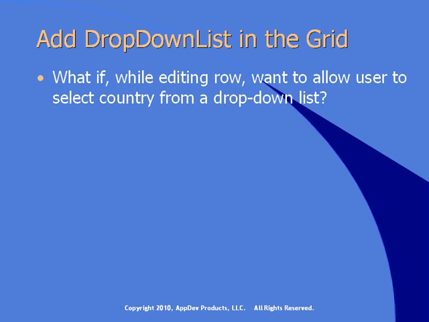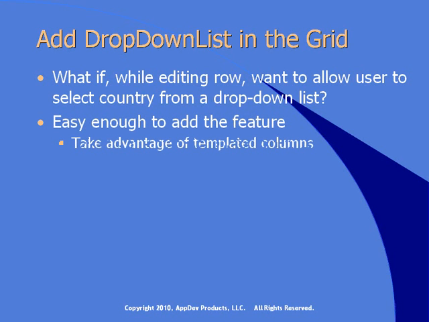What if, while editing a row, you want to allow a user to select the country from a drop-down list? I had to type France and Canada to move that person from one country to the other. That doesn't make any sense. We know we can get a list of countries. Why don't we just put a drop-down list in the grid? It's easy enough to make this happen. All you have to do is take advantage of the concept of templated columns.